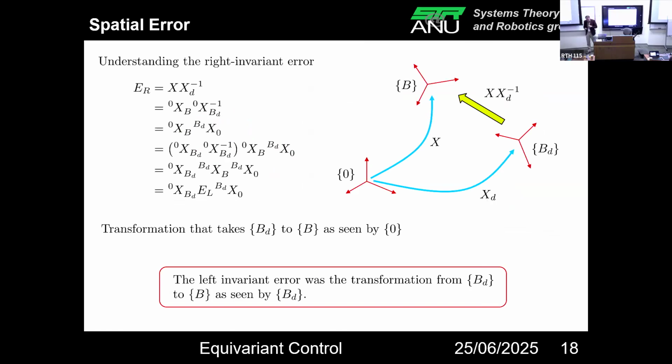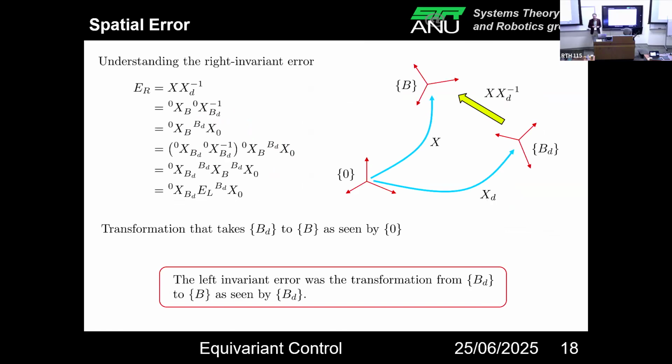An interesting thing to do then is to ask the question, well, what are we achieving by doing this? So what's actually going on? In particular, we use this right invariant error. And the right invariant error is an interesting construction. So we'll go back to our robotics and we'll think about, well, what does this mean?